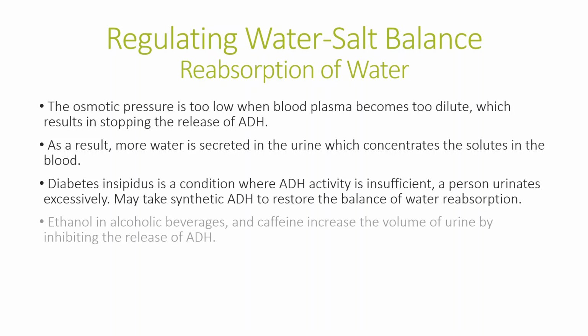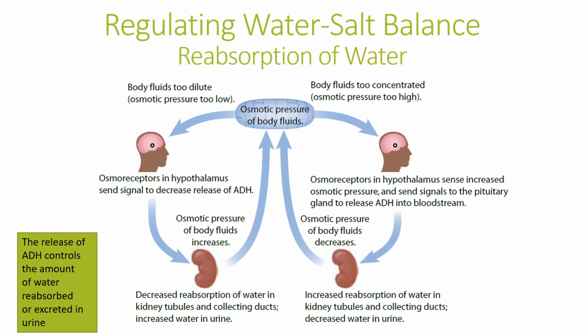Ethanol in alcoholic beverages and caffeine are diuretics, so they increase the volume of urine. They stimulate urine production partly by inhibiting the release of ADH, which decreases the permeability of the tubules and collecting ducts. Alcohol and caffeine increase water loss to urine, which intensifies thirst and leads to dehydration.